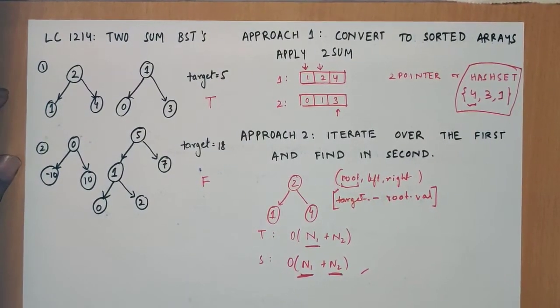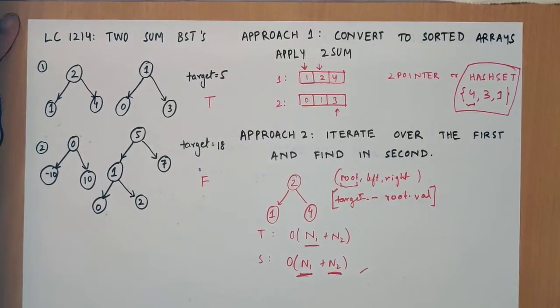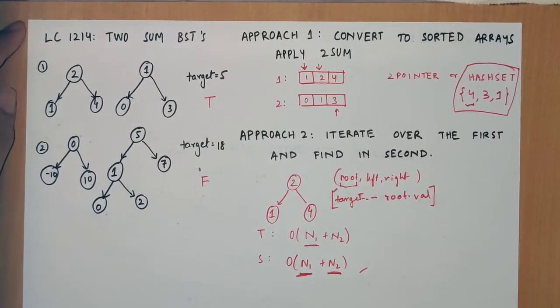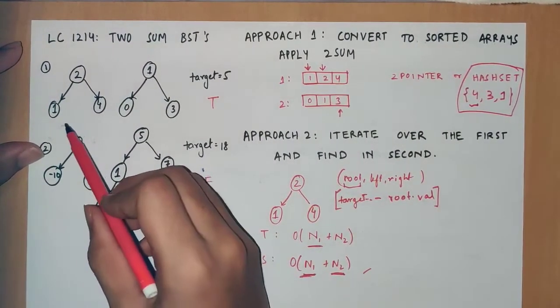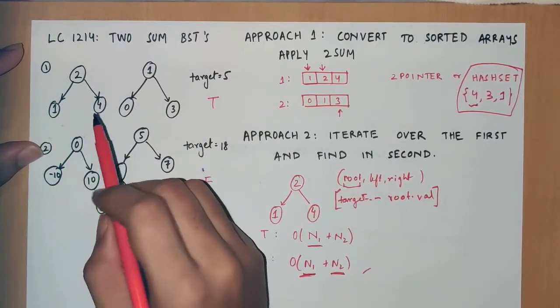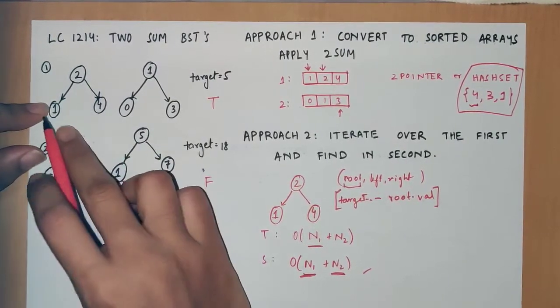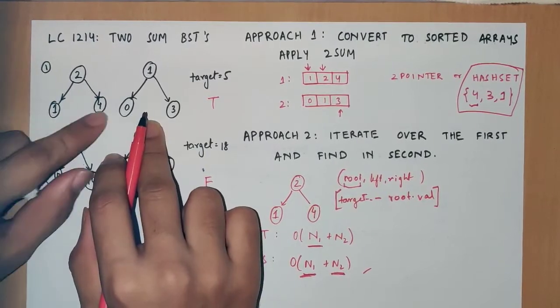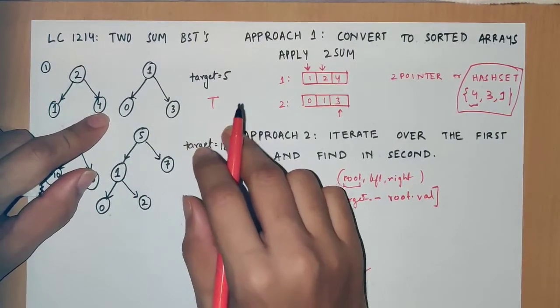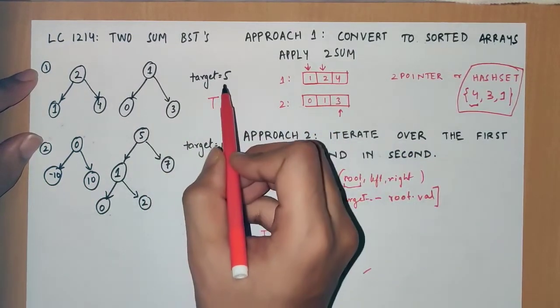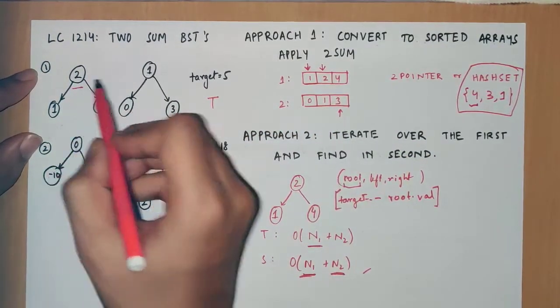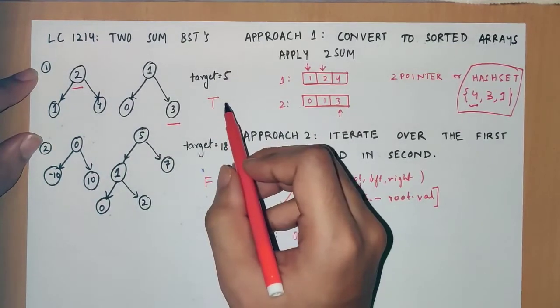Hey guys, this is another interesting LeetCode problem, LeetCode 1214, Two Sum BST. In this problem, we are given two binary search trees and we need to find two unique values, one from binary search tree 1 and one from tree 2, so that they add up to the target. If they add up, we return true, else we return false. In this case, if the target is 5, we can add 2 plus 3, that is 5.